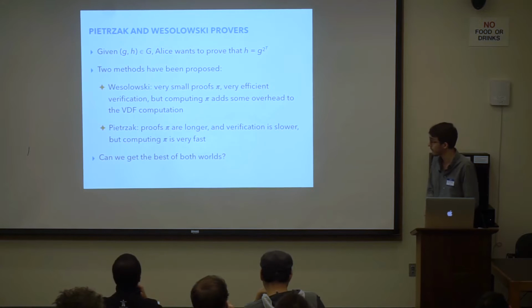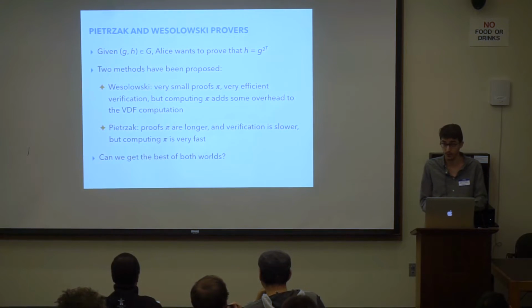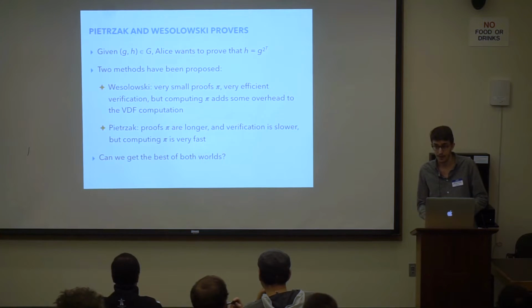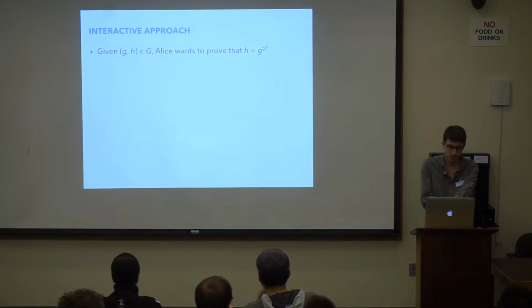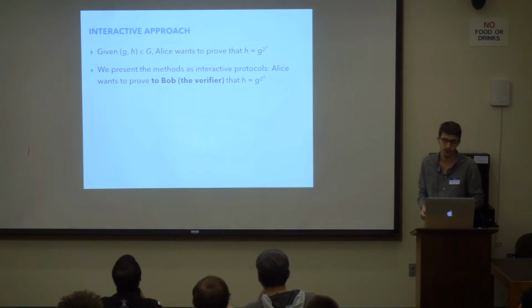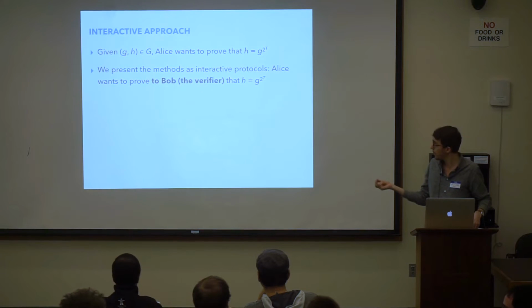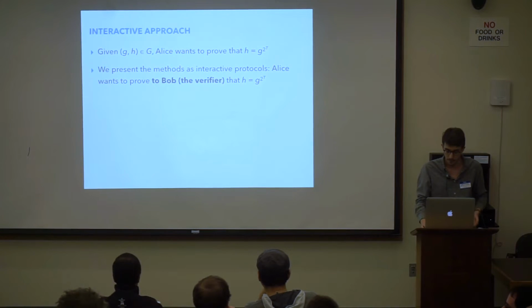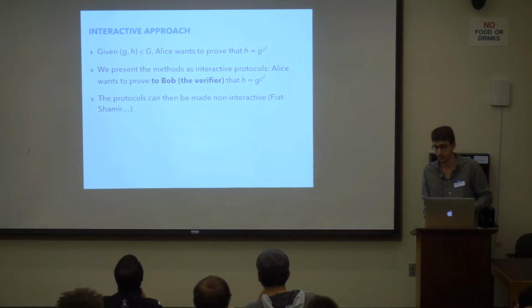So a natural question is, can we get somehow the best of both worlds? Can we combine these constructions in a way that we get small proofs, efficient verification, but also computing the proof is fast? To simplify the presentation, I'm going to present everything in an interactive approach. So originally we say we have Alice that wants to evaluate the VDF and convince the rest of the world. In an interactive setting, she just wants to convince a verifier Bob, and they are allowed to interact. This will be simpler to present, and then you can use some standard tricks to remove the interactivity of the scheme and get a non-interactive VDF.